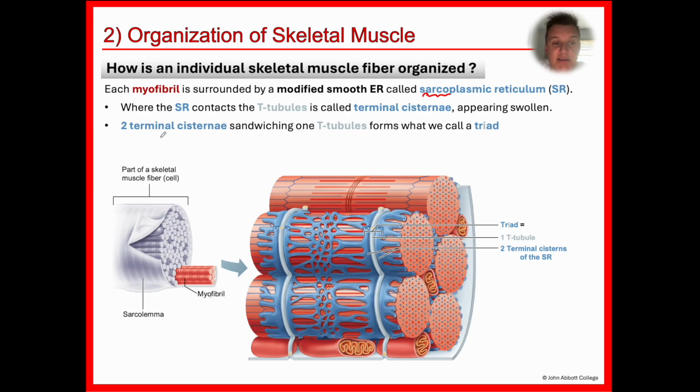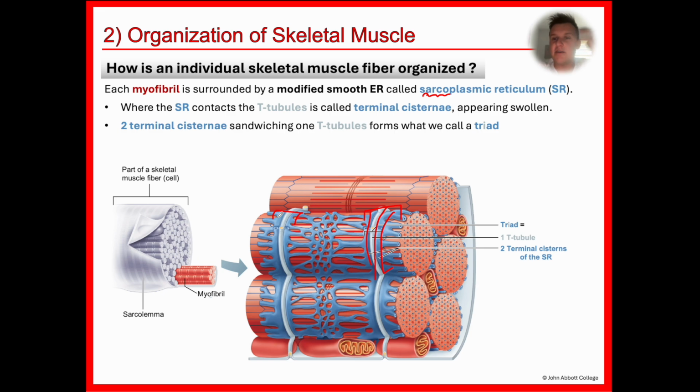And actually, two terminal cisternae, one on this side and one on this side, sandwiching one T tubule equals a triad. We call this a triad. The triad is the one T tubule in the middle and two terminal cisternae of the SR, sarcoplasmic reticulum, on each side. So that's a lot of vocabulary, but we're going to get used to using them. Just make sure that you understand the vocabulary before moving on. Okay, so here's my triad on this side.